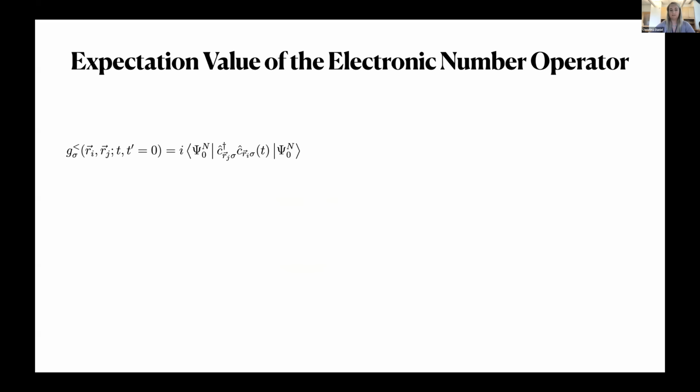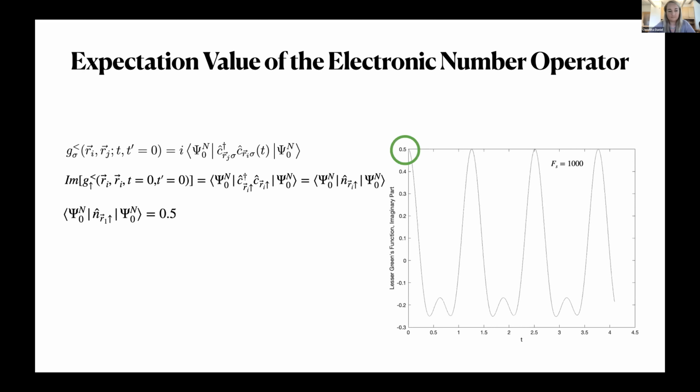So why is this lesser Green's function a useful quantity to consider? Recall the definition shown here. Taking the imaginary part of both sides, we see that the imaginary part of the lesser Green's function is equal to the expectation value of the number operator for spin up electrons, assuming that T is set to 0 and that both position vector indices are the same.